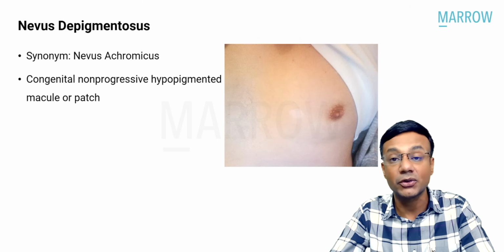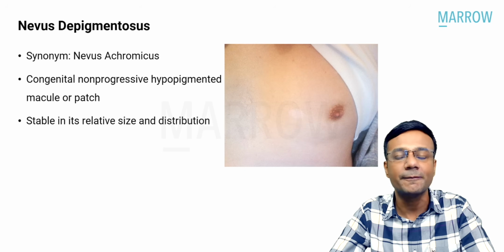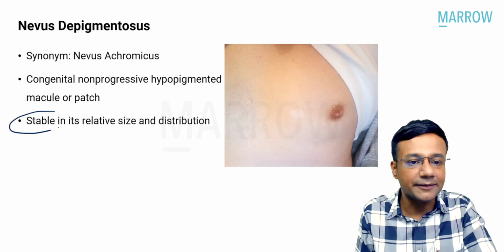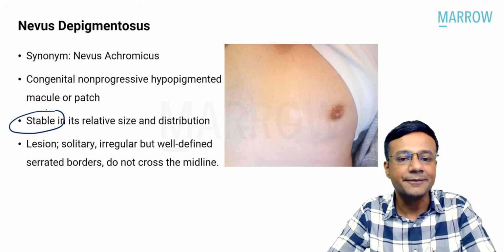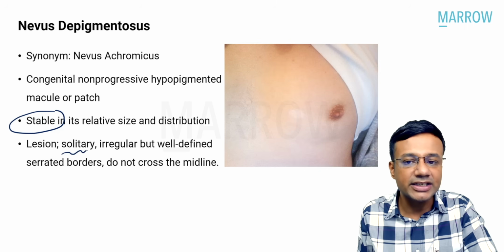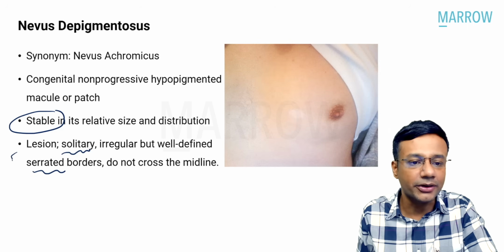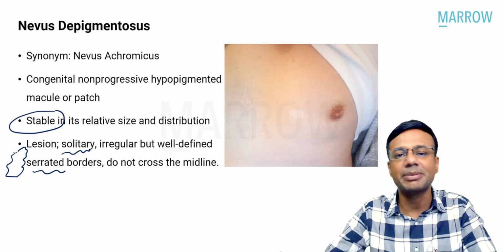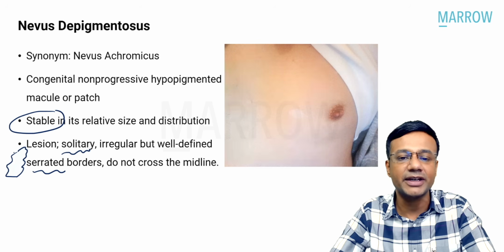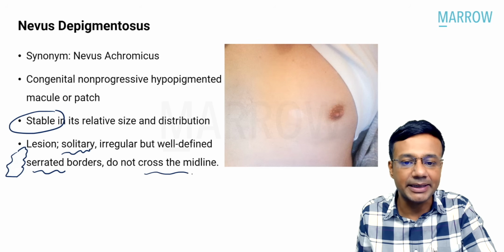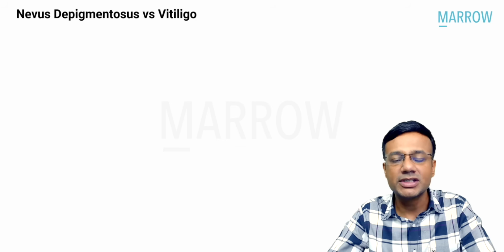It's a congenital non-progressive hypopigmented macule. It is generally stable. That means it doesn't increase in size. And usually it is a single lesion, can have serrated borders, which was not very well appreciated in the exams as per the feedback, but generally does not cross the midline. It is generally segmental. How do we distinguish nevus depigmentosus from vitiligo, students?